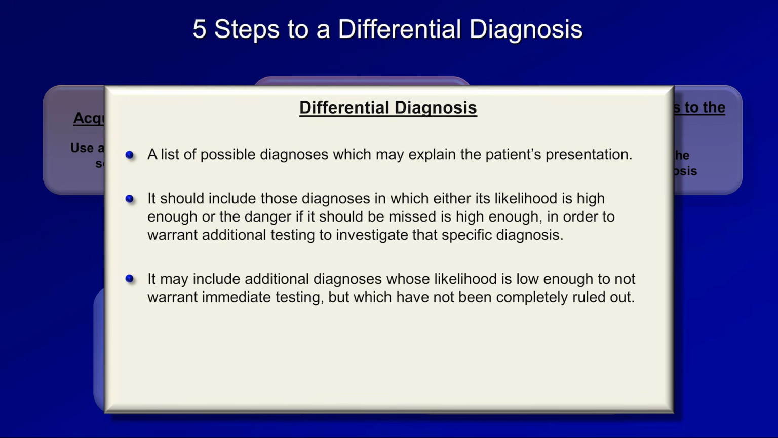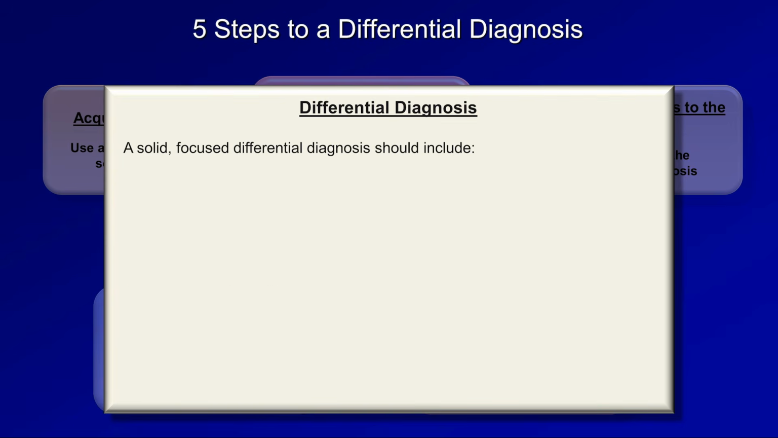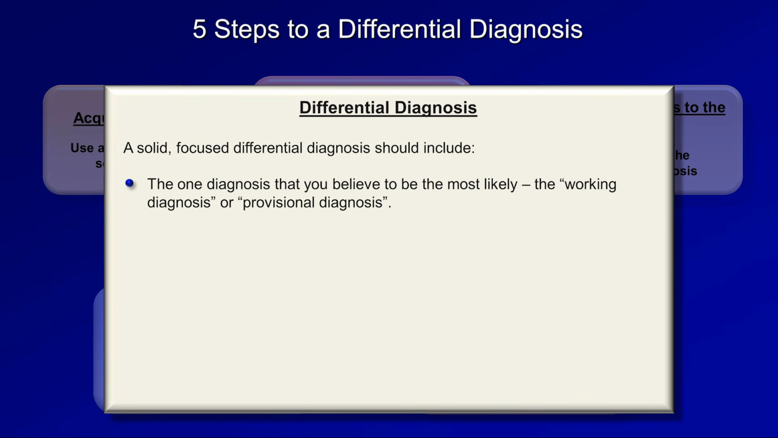It may or may not include additional diagnoses whose likelihood is low enough to not warrant immediate testing, but which have not been completely ruled out. The differential diagnosis should be prioritized in descending order of likelihood. A solid, focused differential diagnosis should include the following. The one diagnosis that you believe to be the most likely. This is known as the working diagnosis or provisional diagnosis.